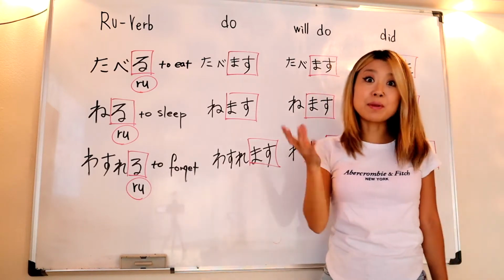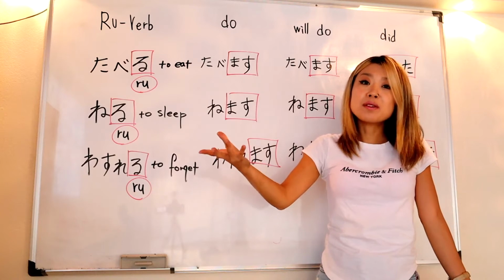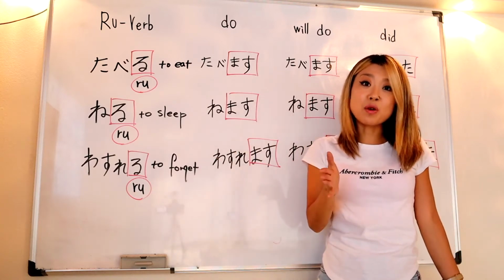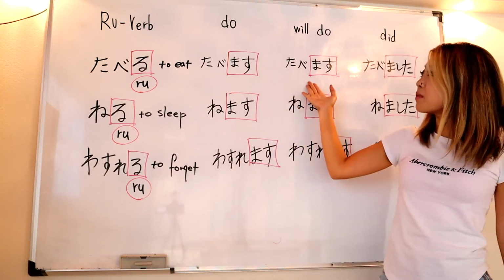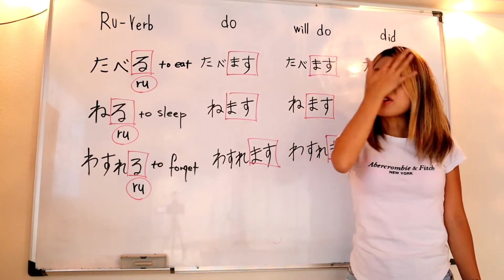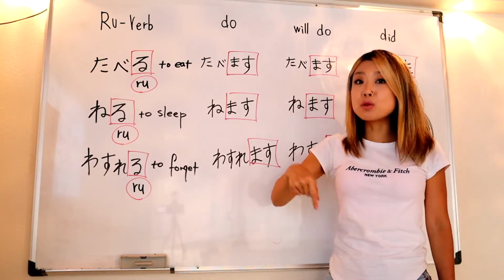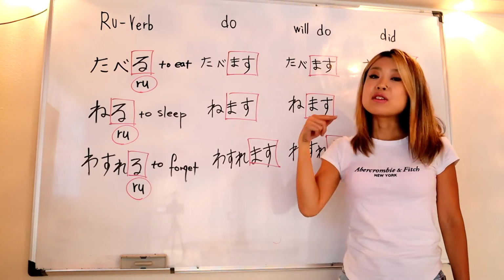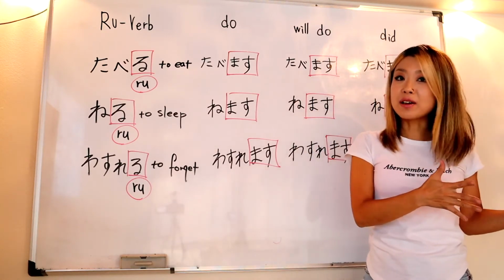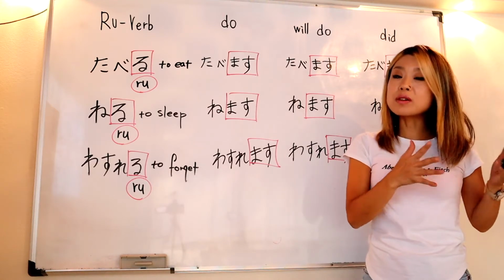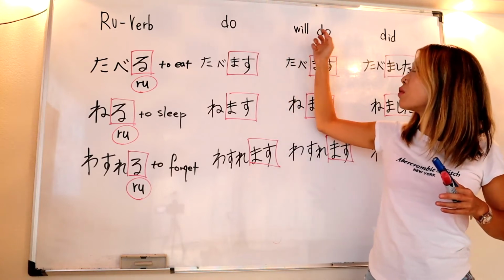So many people ask me, how can I understand whether this is a future form or a general present form? Actually, most of the time if you use this form it is the future. We haven't learned it yet, but if you want to say "I am doing right now," usually we say 食べています. It's a different form. This form we will learn at A3 level. So this is A2 level, only "do" and "will do."